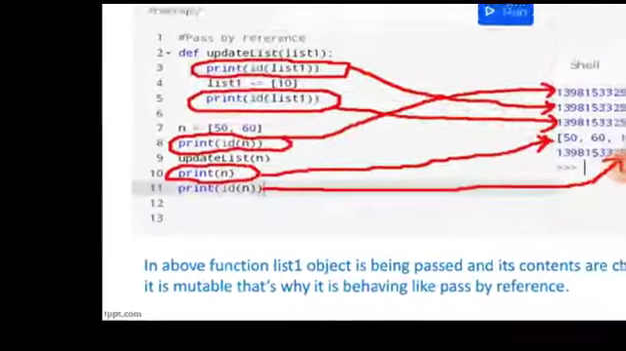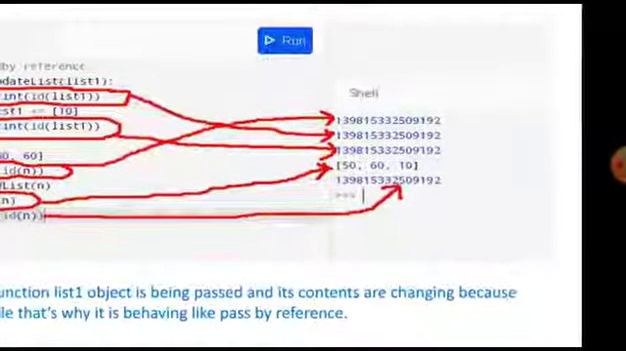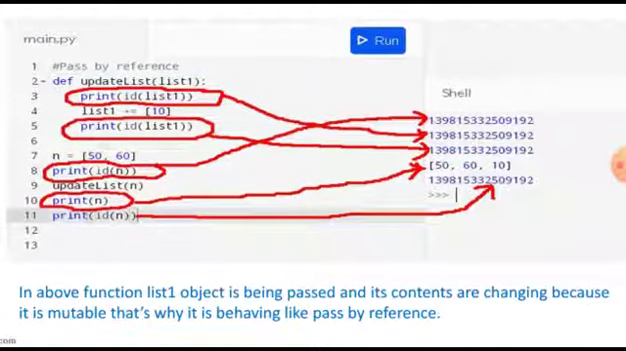So we can see now in this above function, the list1 object is being passed, and its contents are changing because it is mutable. That is why it is behaving like pass by reference.